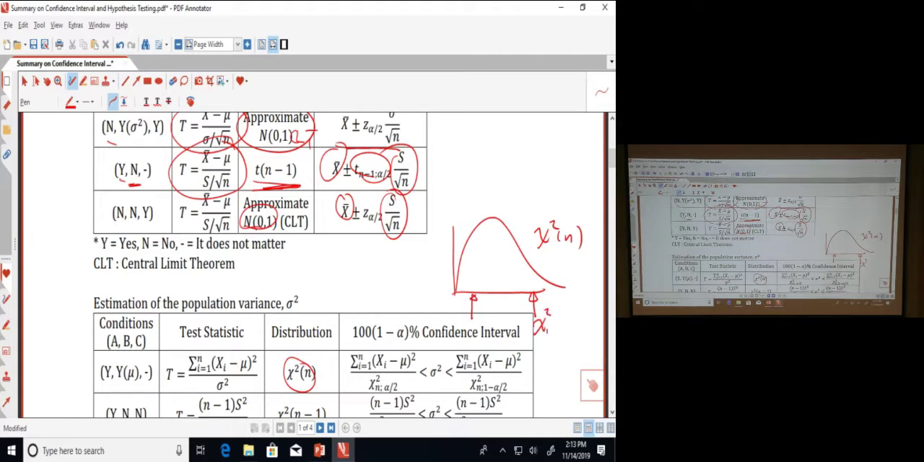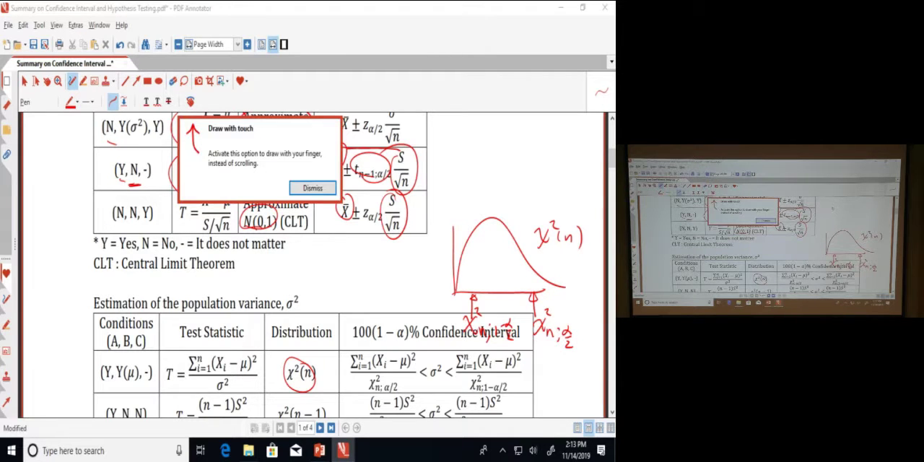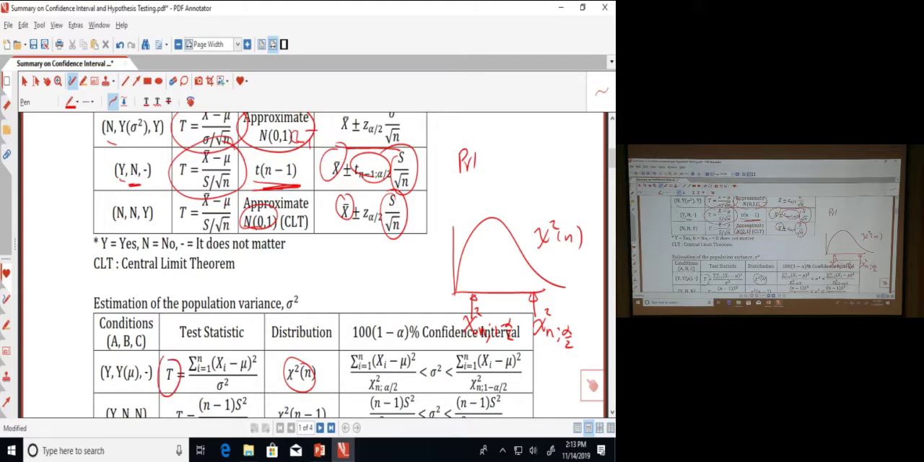So I just pick this point and this point. This point I call chi-square n, alpha over 2. This point I call chi-square n, 1 minus alpha over 2. All right? So in other words, the probability that this test statistic, because it follows chi-square, lies between these two numbers is equal to 1 minus alpha. I just rearrange it so that sigma square is in the middle, or at one end of the inequality, so it becomes like that. It's just simple algebra to work on the inequality.